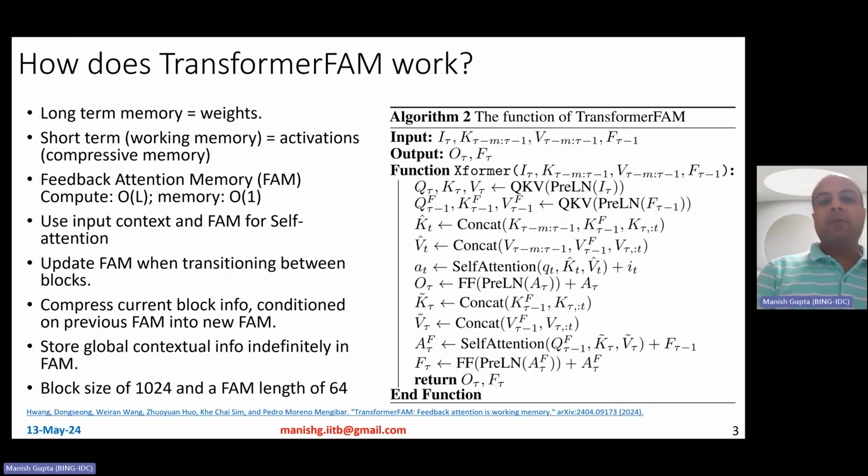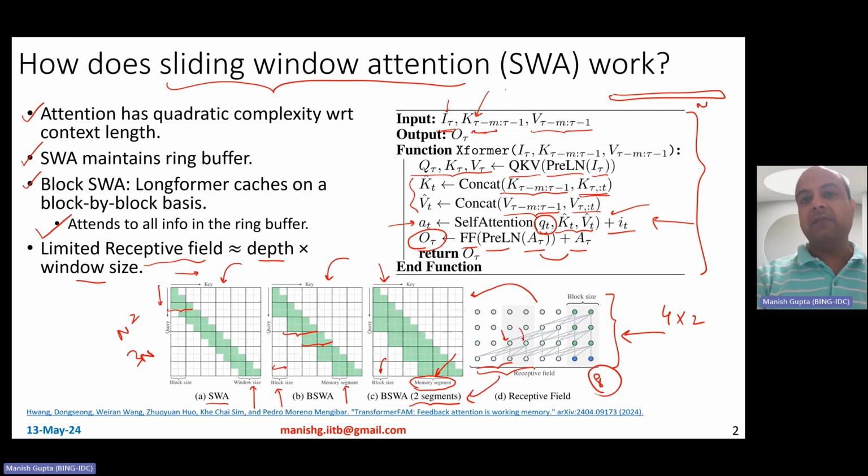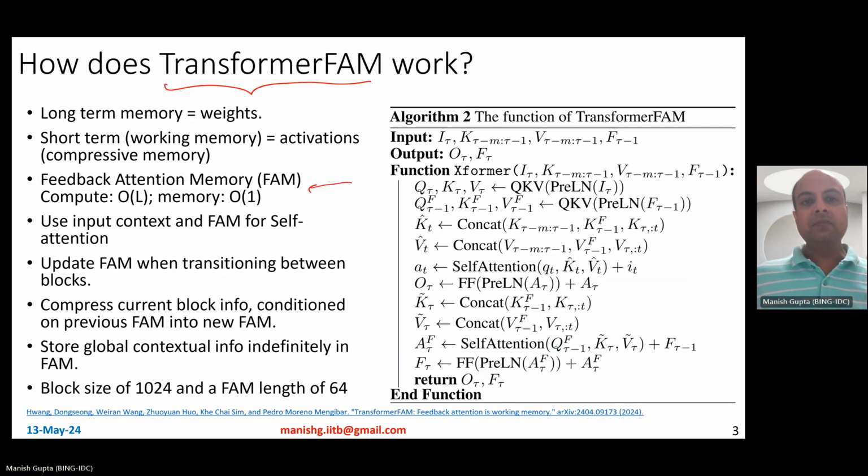Now, how does TransformerFAM differ? So TransformerFAM stands for feedback attention memory. So remember, we basically said that BWSA is great. It can basically reduce the complexity from quadratic to linear. However, its receptive field is rather limited. It's basically just depth times window size. So for example, the prediction for the token at this point cannot really make use of information at this point at all, because it does not lie in its receptive field. So therefore, the maximum length of the dependency that can be captured even using BWSA is rather limited. And therefore, you need something else to handle long-range dependencies.